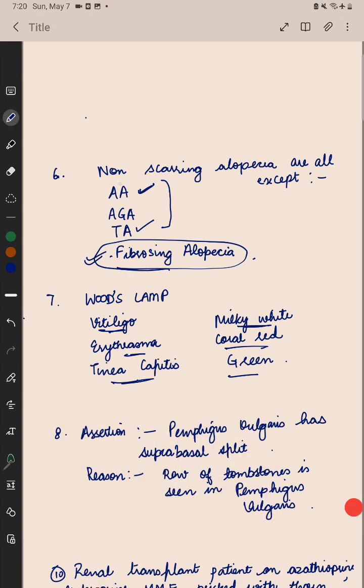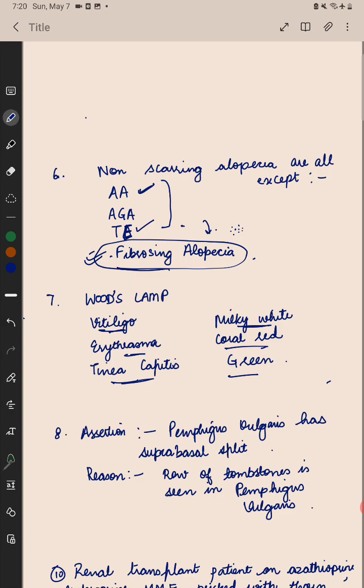Then there was a question on non-scarring alopecias: all are non-scarring except something like that. We know that alopecia areata, androgenetic alopecia, telogen effluvium, all of them are non-scarring. But there was some option of a fibrosing alopecia, so obviously that will be scarring. In telogen effluvium, because of poor nutrition or something, the hair just falls off like that. So you will still see stubs. And in androgenetic alopecia, the falling is hormonal, so there's nothing that could actually trigger fibrosis.